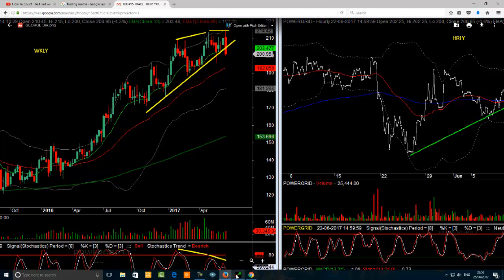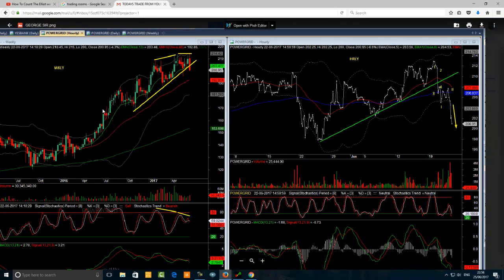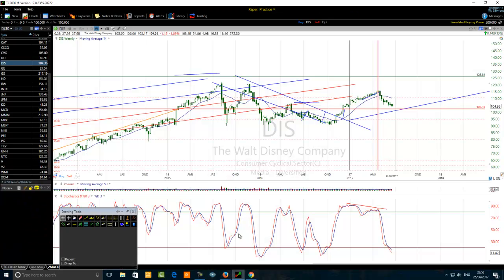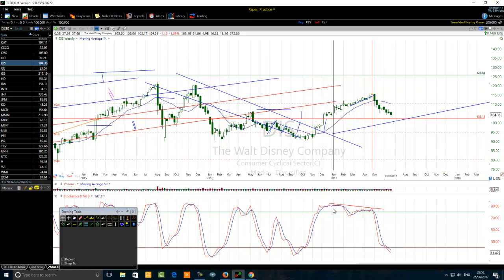So I want to have one example here because I don't have data for your stock, the power grid. But I will show you one example here. Okay, so stay with me. We are looking at the Walt Disney stock. Similarly, you can see that we have the stochastic divergence here on a weekly chart. That's where I placed my red vertical line.